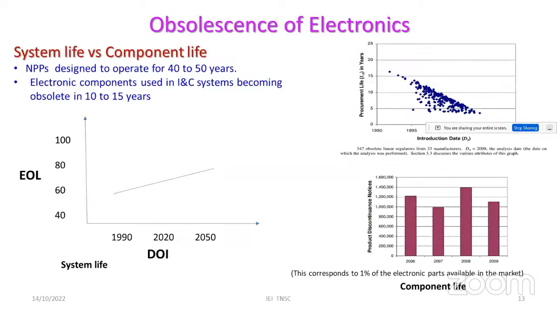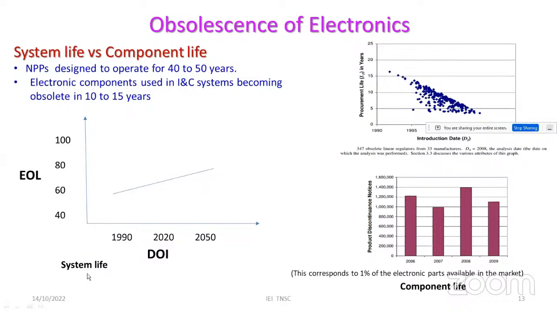Obsolescence of electronics is a main problem in the industry. If you take system life versus component life, nuclear power plants are designed to operate 40 to 50 years. But the electronic components used in INC systems become obsolete in 10 to 15 years.